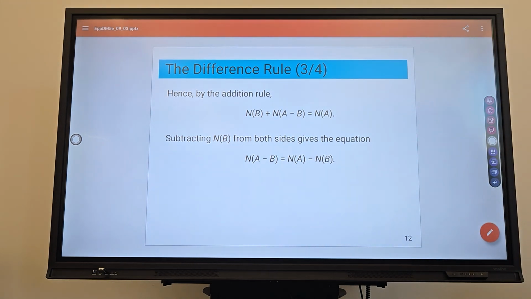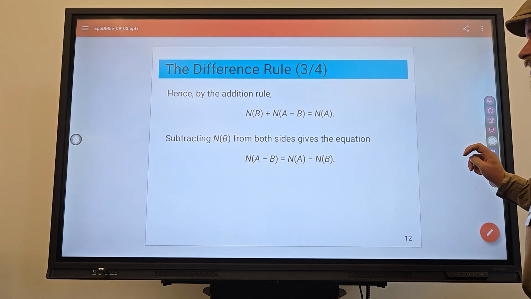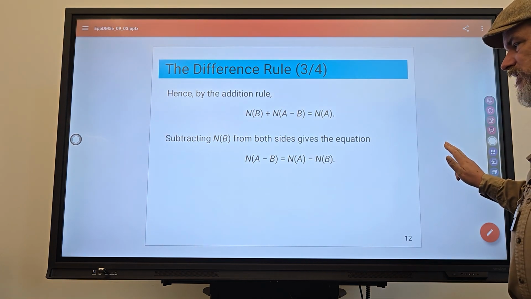So by the addition rule, n of B, the number of elements in B, plus the number of elements in A minus B is equal to n of A, the number of elements in A. Subtracting the number of elements of B from both sides gives us the equation: the number of elements in A minus B equals n of A minus n of B.